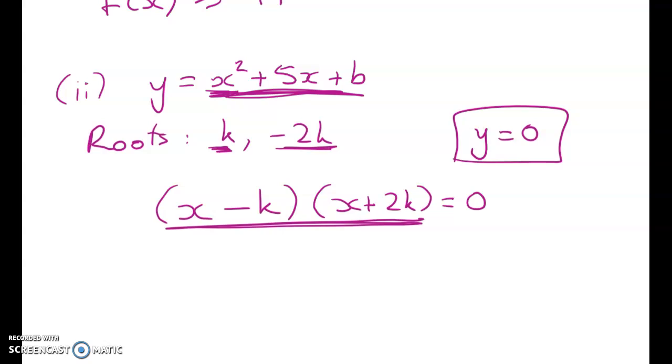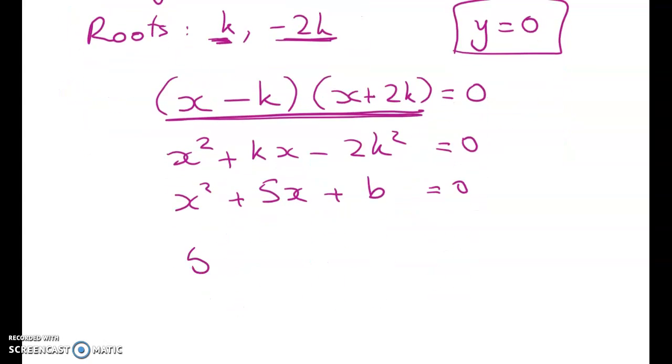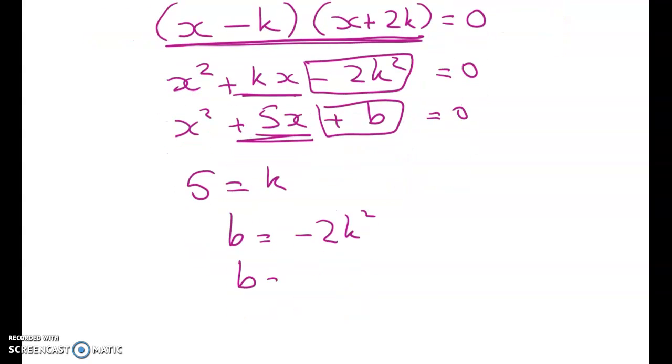So if we expand this out, we get x squared plus kx minus 2k squared is equal to 0, and x squared plus 5x plus b is equal to 0. So we can just match up those coefficients. 5 must equal k, and b must equal -2k squared, right? So I'm matching up this with this. That means that b is equal to -2 times 5 squared, which is -50.